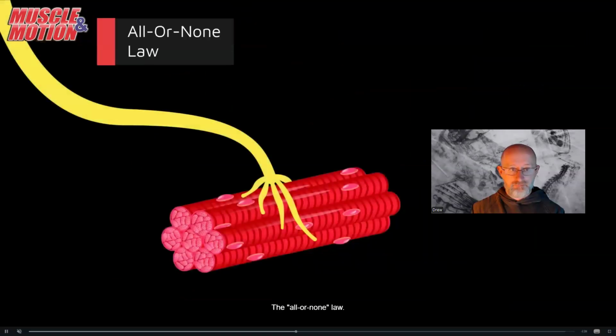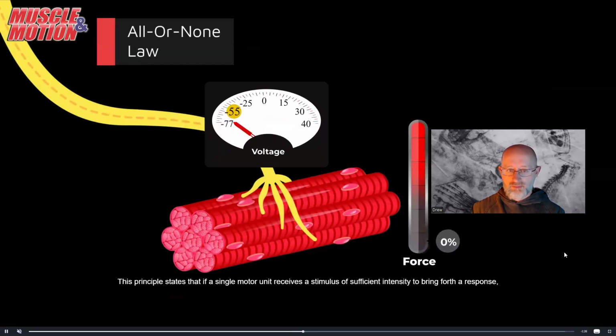Okay, so here we get to the all or none principle. The signal coming down the nerve is an electrochemical signal. So it's an electrical signal that's gated chemically. The chemical component is sodium and potassium. You may have heard that. You have different concentrations of sodium and potassium inside the cell and outside the cell, and the differences between the two increase the potential voltage or the charge.